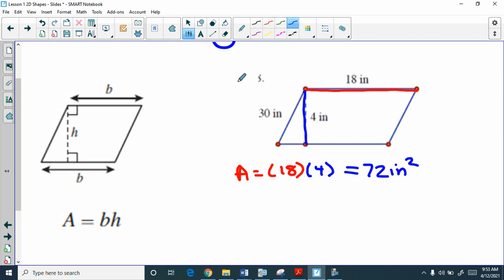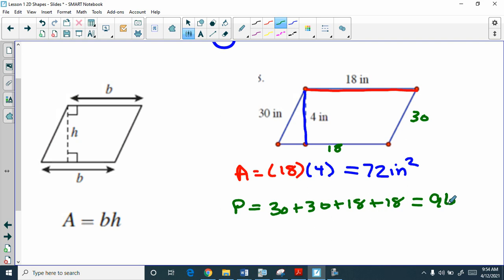And then if we want to find the perimeter, right, we're just going to add up all of our pieces. So we know this is 30 and this is 18. So we've got 30 plus 30 plus 18 plus 18. So that's 60 plus 36, so 96. And this will not be squared because it's not area. It'll just be 96 inches.